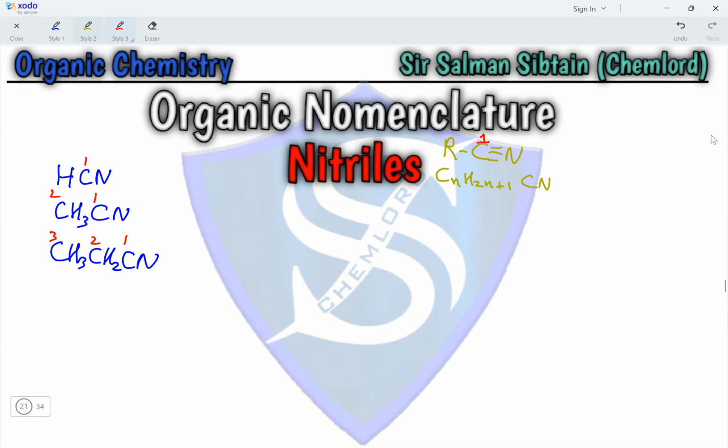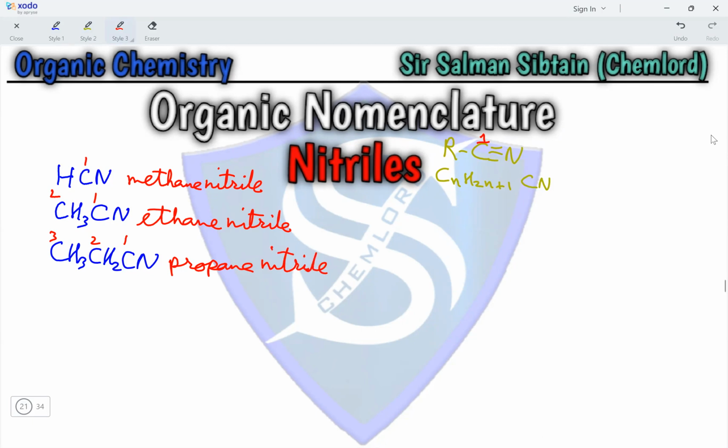The name of these compounds would be, in the first case, methane nitrile. The name of the parent compound is written completely. And in the second case, it would be ethane nitrile. In the third case, it would be called propane nitrile. The next would be called butane nitrile, followed by pentane nitrile, followed by hexane nitrile.